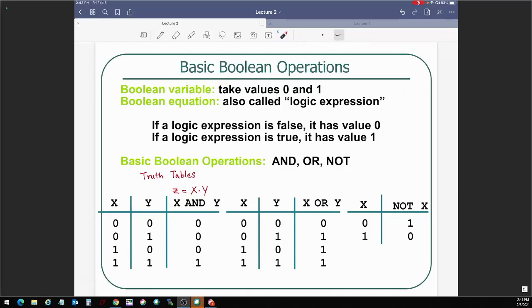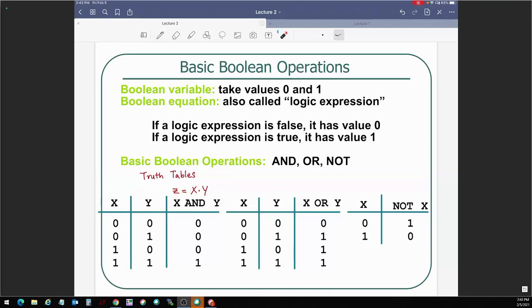And the one good thing about truth tables is that it uniquely describes a logic function. So for AND between two input variables x and y, this is it. This is the only truth table that you could have. It is a unique representation of a logic function.